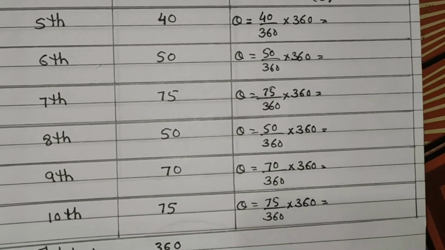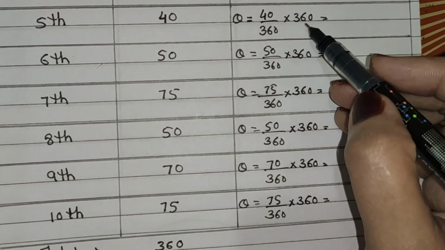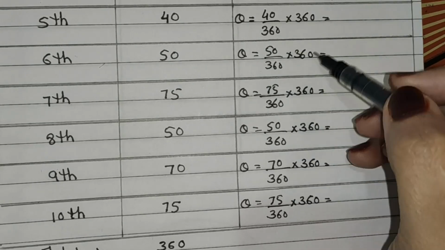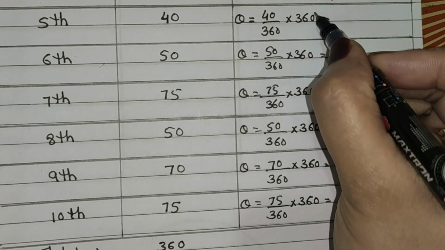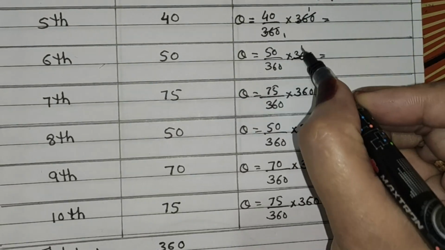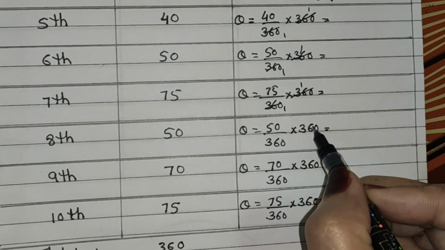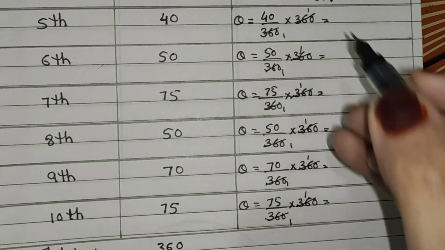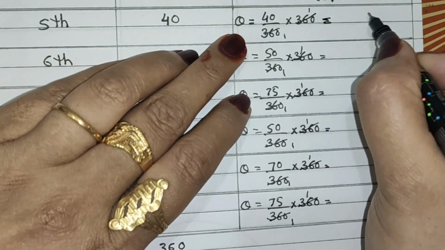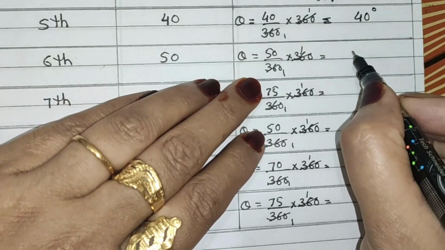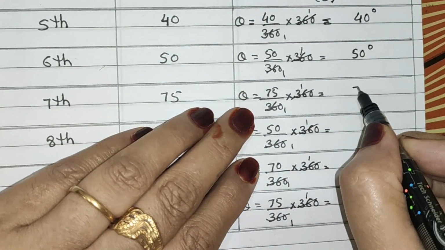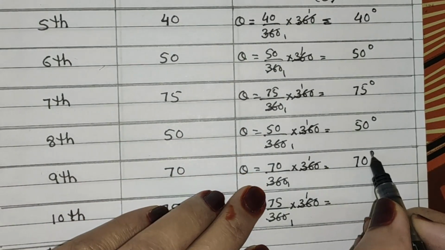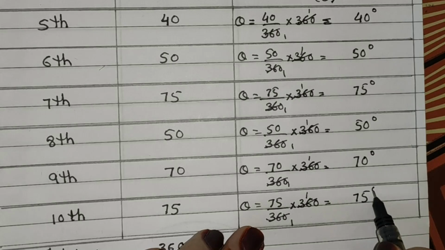Now look at here carefully. It contains numerator as 360 and denominator 360 in all equations. Now cancel it by 1. Now we get here same 40 degree, here also 50 degree, next one is 75 degree, next one is 50 degree, 70 degree, and the last one is 75 degree.